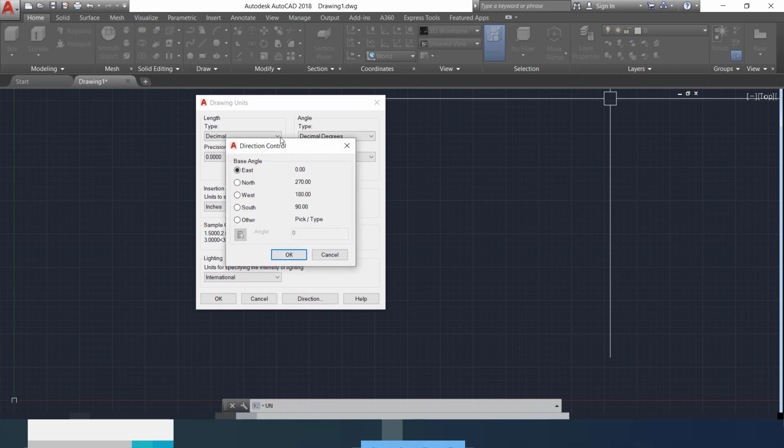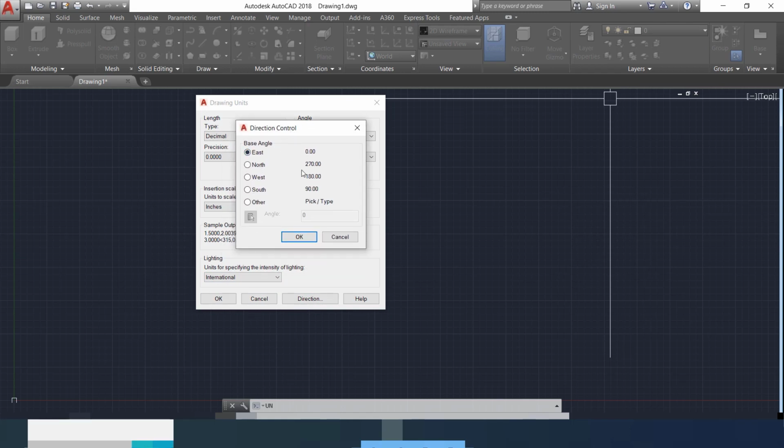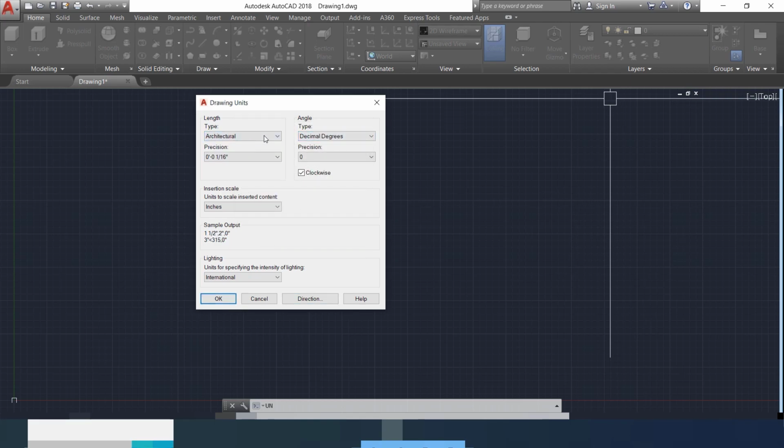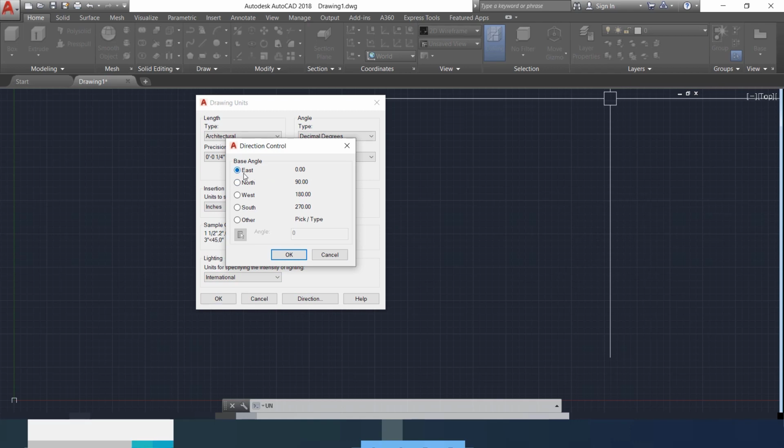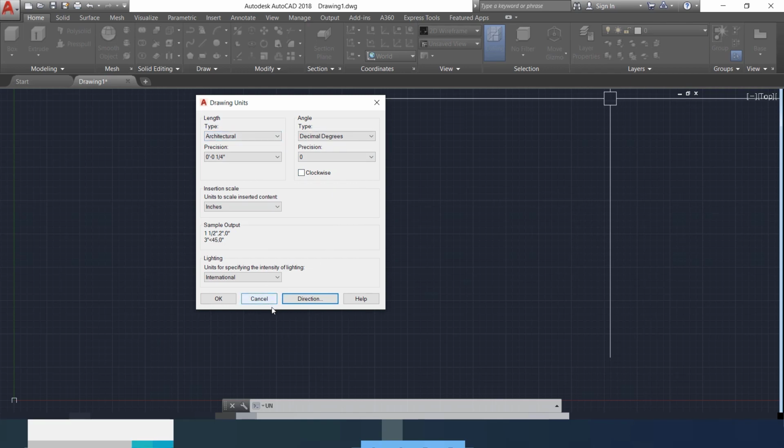Last thing, you can select the direction. As required, you can start your angle. We will start from the east and it is 0. If you want to start from the north, the starting angle will be 270, and you can select as required. So I selected architectural and the precision is 1/4. Decimal degrees, precision is 0. Anti-clockwise, inches, lighting is international, and the base angle direction is 0, or from the east. So this will be the setup. Then I will press OK. So my units will be selected.